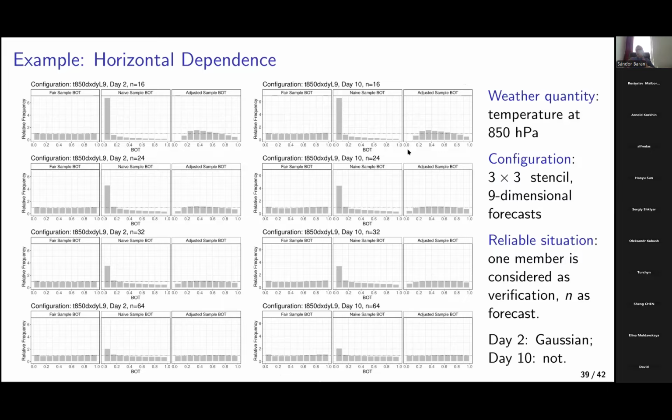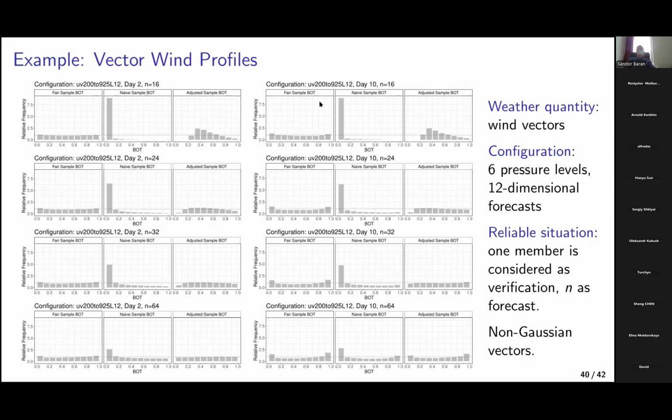In the other two cases, we see the same. So they cannot be used to check the calibration of the forecast. Also, these were perfectly calibrated. So this was the horizontal dependence. And this is the 12-dimensional case, where the vectors are clearly non-Gaussian. The longer the lead time, the less Gaussian they are.